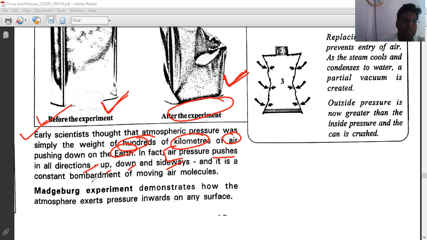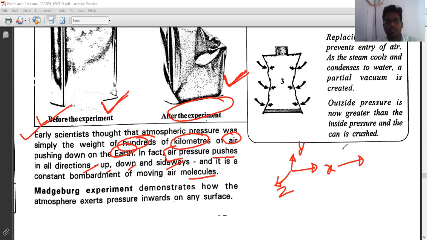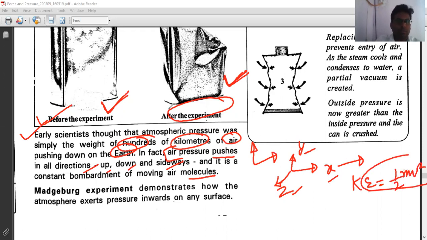So it is a constant bombardment of moving air molecules, right? Because air particles move in all three directions, x, y, z. So pressure is exerted in all three dimensions, or all three coordinate axes, x, y, z. Because air molecules are always in random motion, they have kinetic energy, 1/2 mv². So this is the pressure exerted by the gas particles because they are always in random motion.